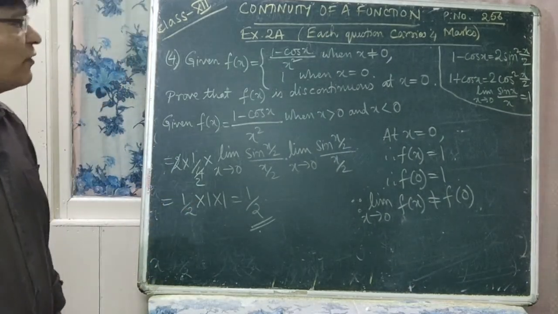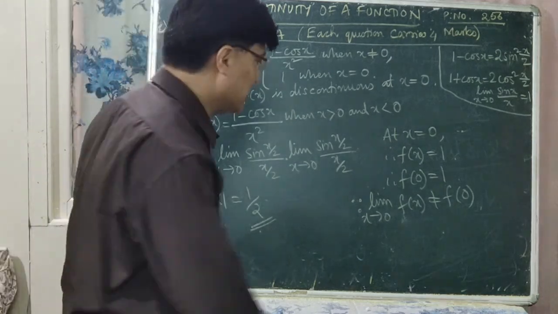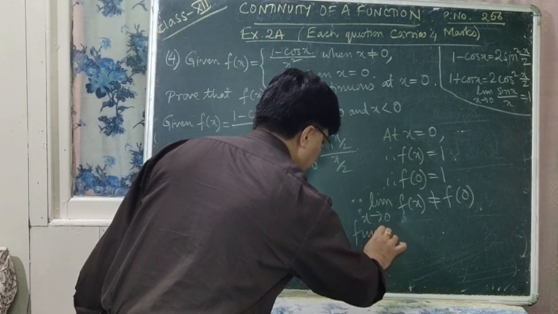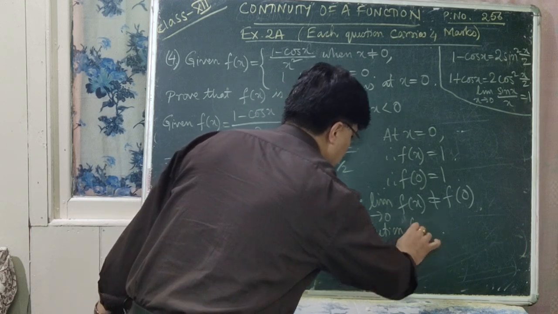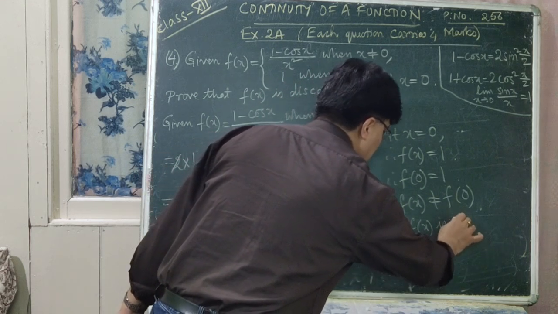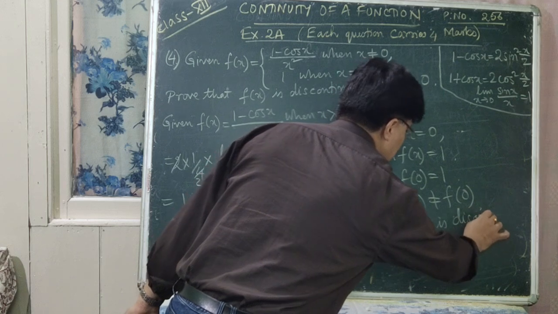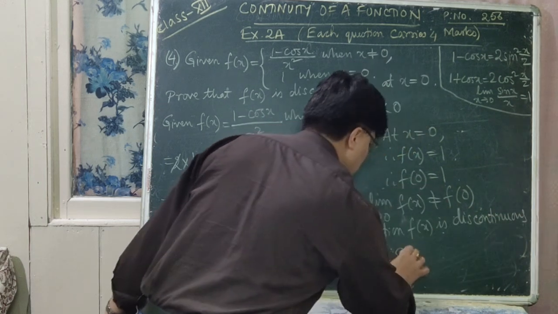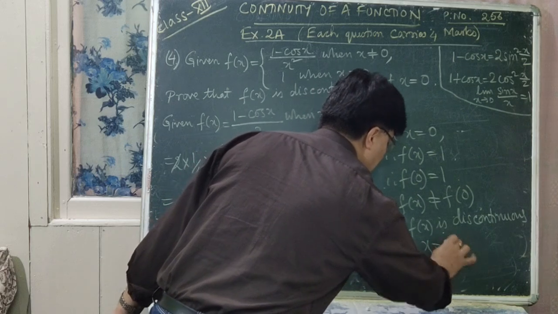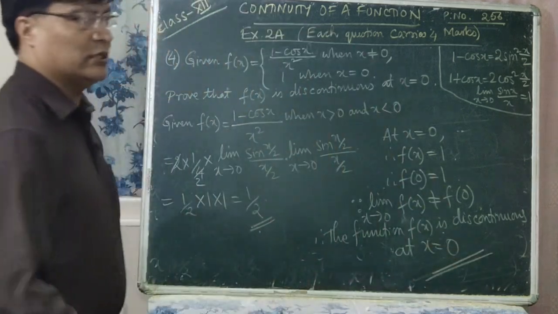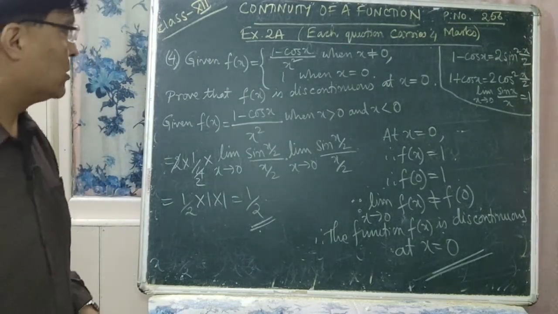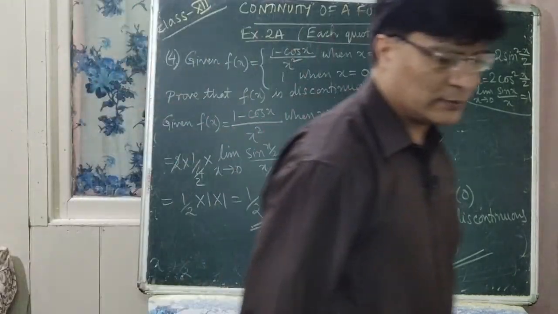The function f of x is discontinuous at x is equal to 0. Therefore, the function f of x is discontinuous at x is equal to 0. So it is proved. So I think you have understood it. So you can copy it. We'll do the next question.